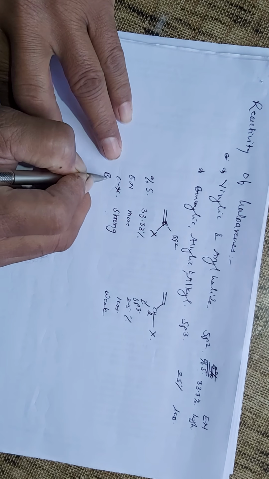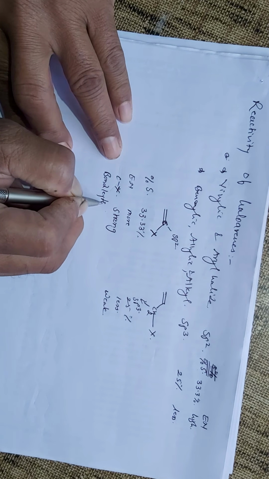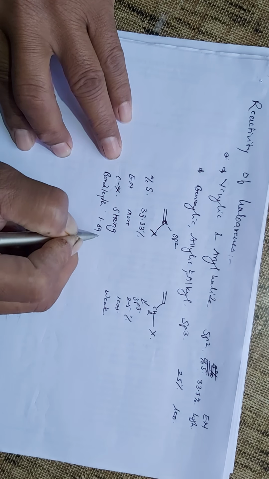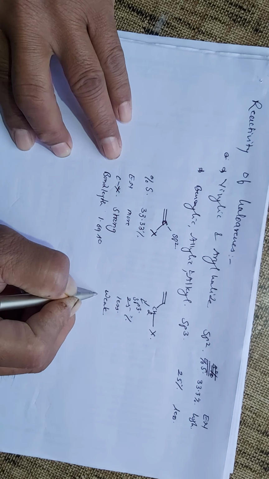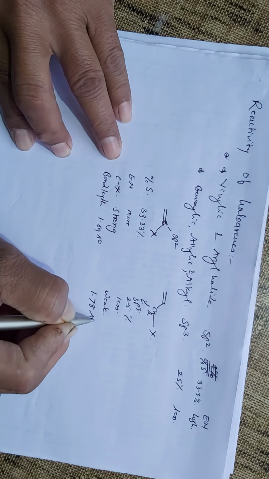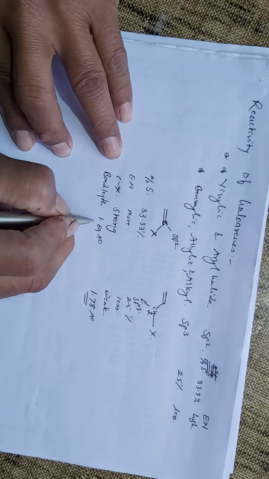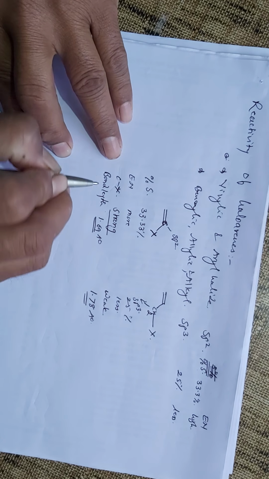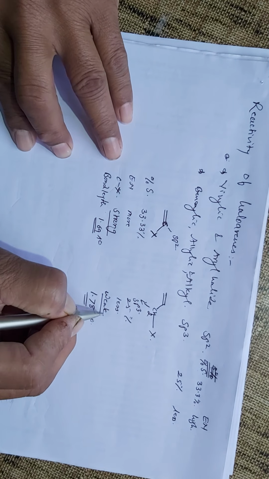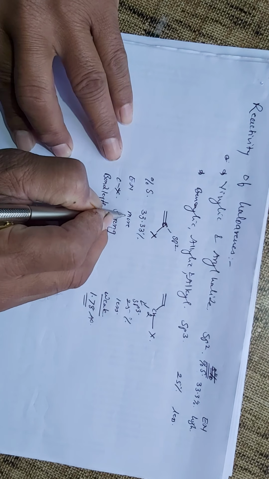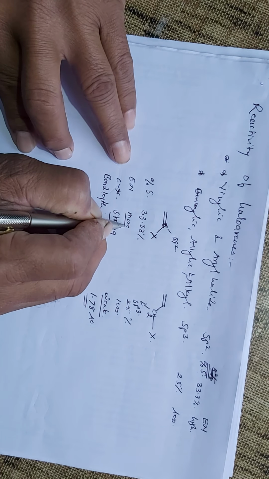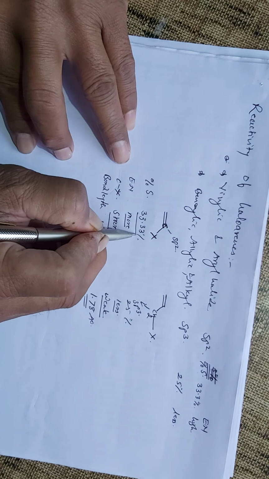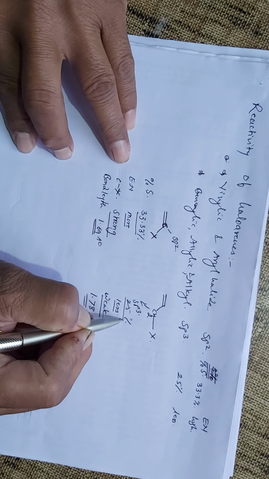Bond length is 1.69 angstroms here, and here it is 1.78 angstroms. Means here the bond length decreases, and here the bond length increases. The C-X bond is stronger, so it cannot be broken easily. Here it is weaker, and can be broken easily, because the electronegativity of this carbon is higher than the sp3 hybridized carbon atom, because the percentage of s character is more in sp2 and less in sp3.